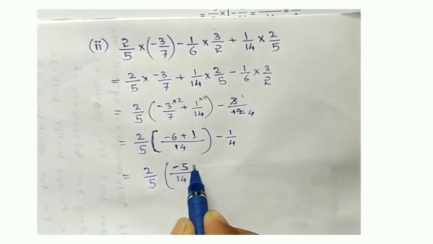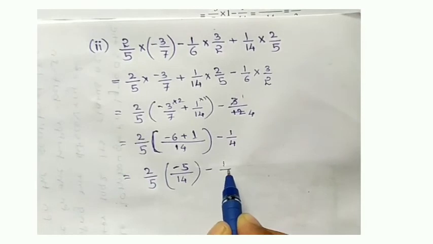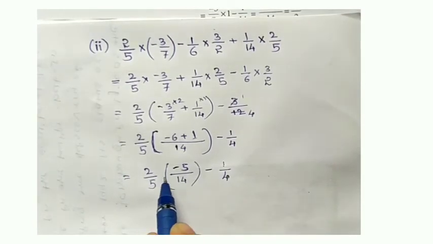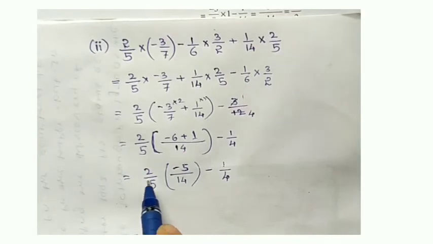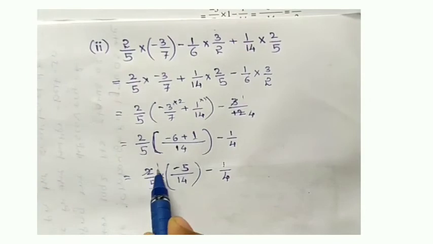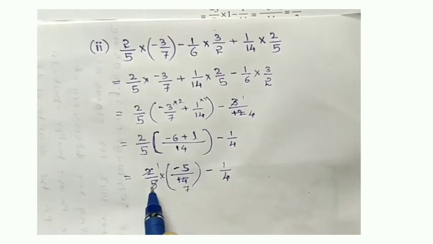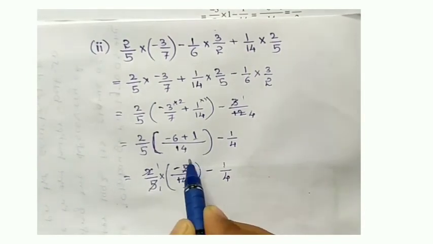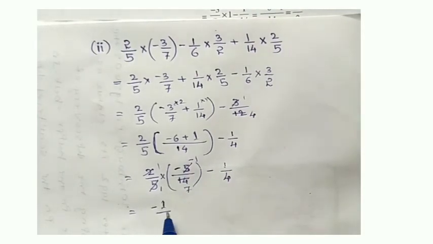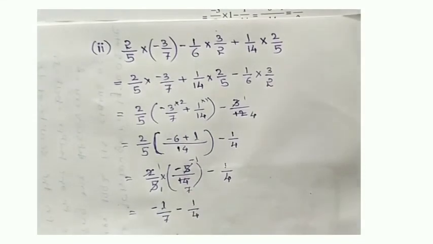divided by 14, minus 1 by 4. If it is in a bracket, it is multiplying with the first number, so here you can write the multiplication symbol also. 2 ones are 2, 7 twos are 14, 7 ones are 7, 5 ones are 5, 5 minus 1. What is left here? Minus 1 divided by 7, minus 1 by 4.